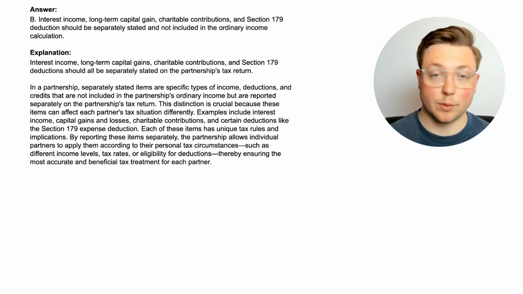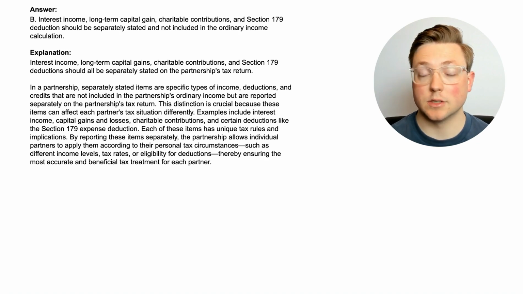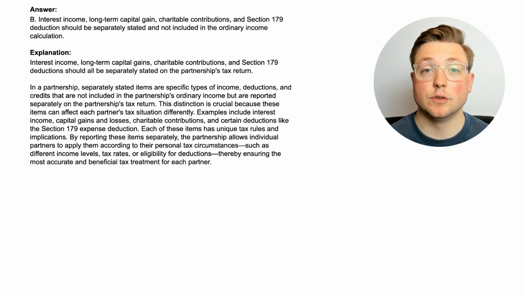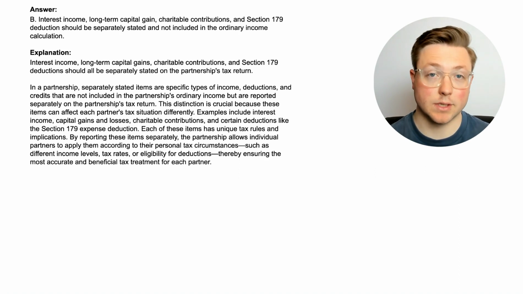Examples include, like we already went over, interest income, capital gains and losses, charitable contributions, and certain deductions like the Section 179 expense deduction. Just a reminder, the Section 179 expense deduction is basically a tax provision that allows a company to, in the current year, for tax purposes, deduct the full depreciation expense of a property instead of depreciating it over time. Each of these items has unique tax rules and implications.